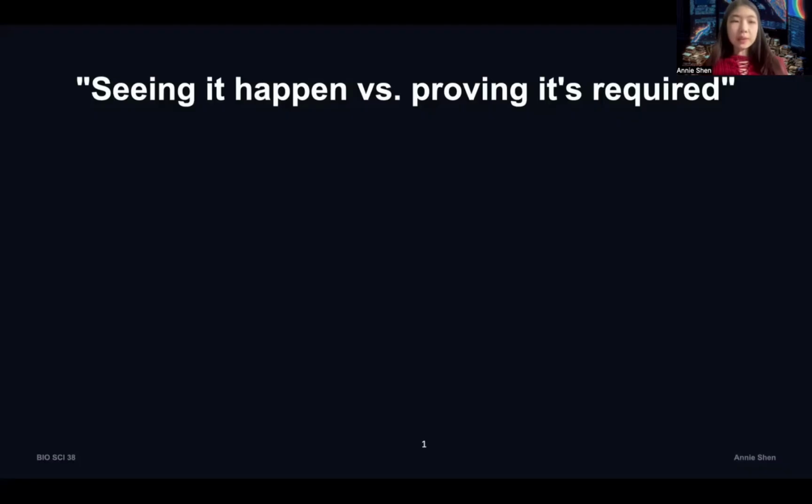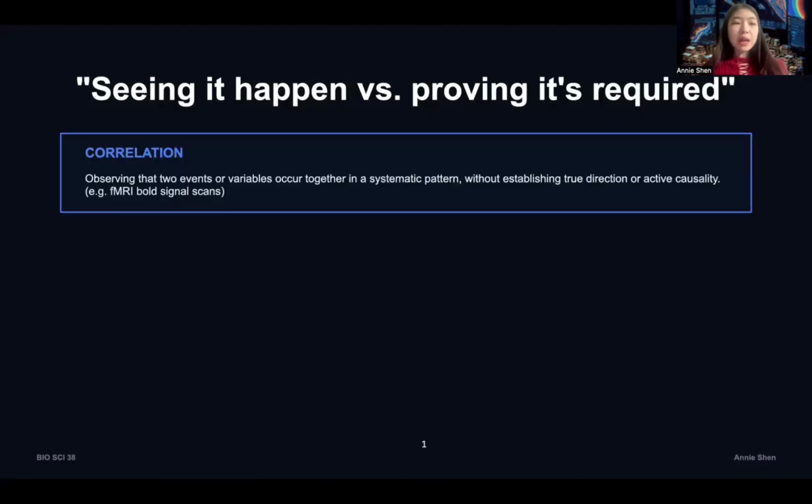Before discussing the experiment, I want to define three key concepts. First, correlation. It means two variables vary together. In neuroscience, that usually means neuroactivity is associated with a behavior. However, correlation alone cannot establish causation.